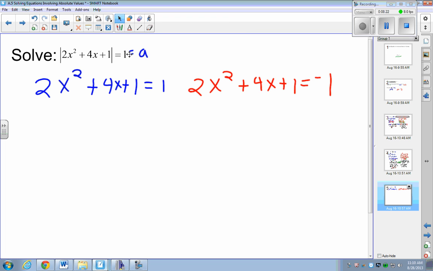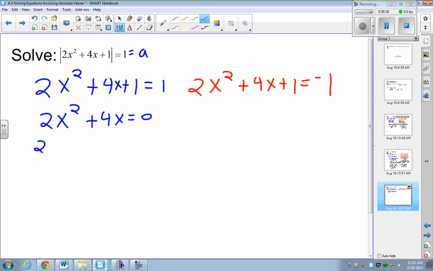All right, so let's solve for x with the blue one. So we do that, we set it equal to 0. So we'll have 2x squared plus 4x is equal to 0. So we factor 2x out. We'll have x plus 2 equal to 0. So therefore, x is equal to either 0 or negative 2.